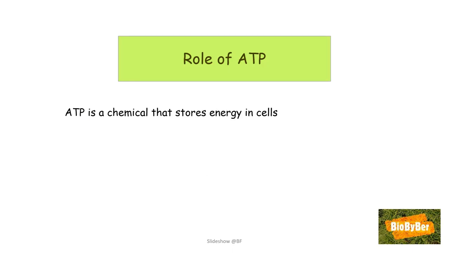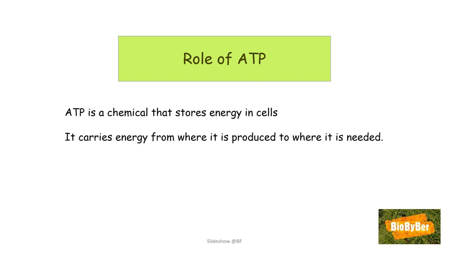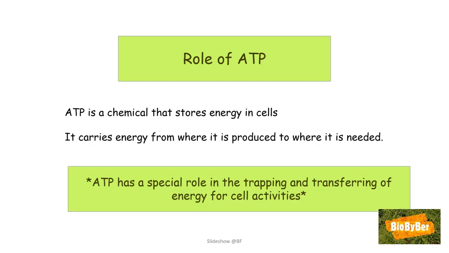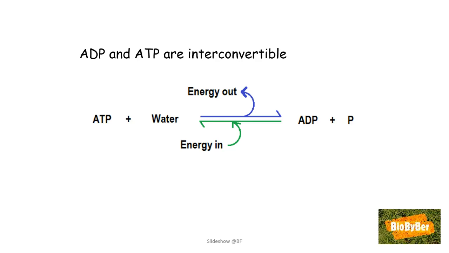So what is the role of ATP? Well, ATP is a chemical that stores energy in cells. It carries energy from where it is produced to where it is needed. So in a nutshell, according to the syllabus, ATP has a special role in the trapping and transferring of energy for cell activities. ADP and ATP are interconvertible. This idea of interconvertibility, being converted from one form to the other, is a very important concept that we have to make sure we master.